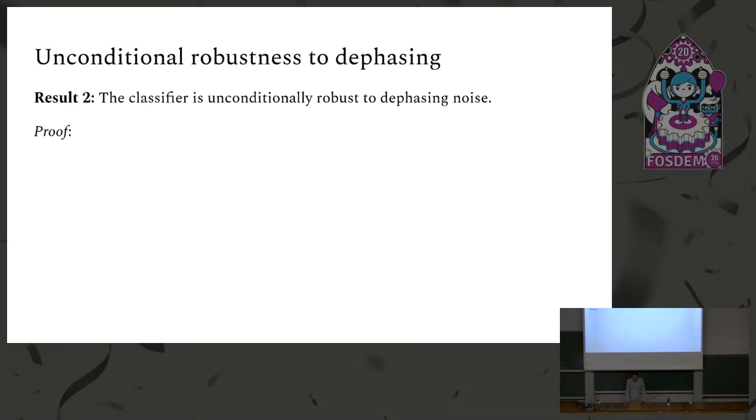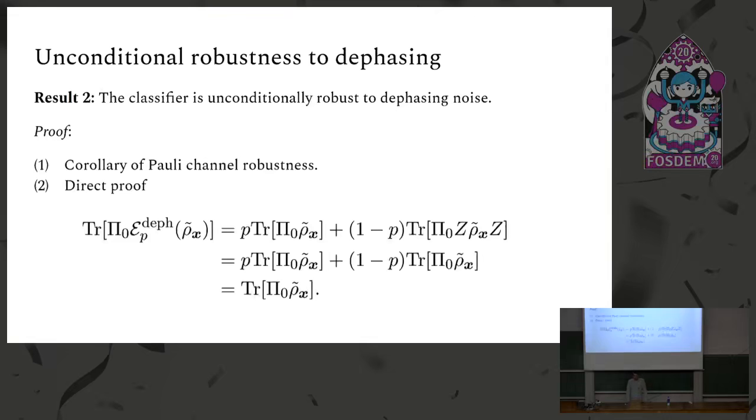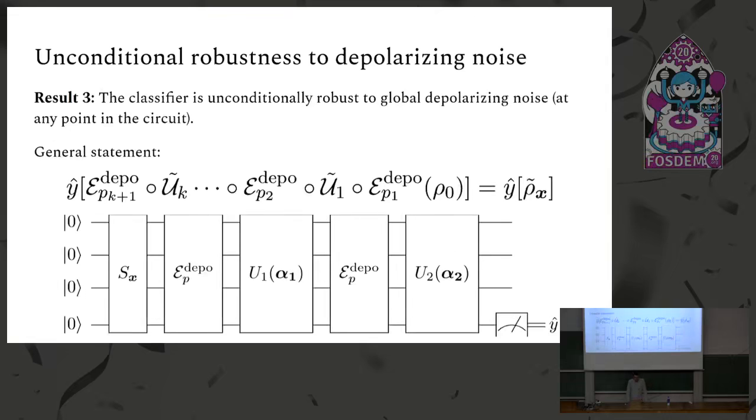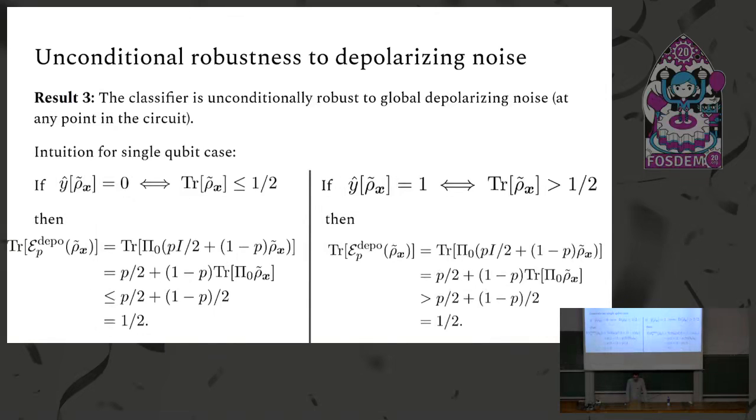We can also show unconditional robustness to dephasing. I won't go through the proof of this, but just to mention it. You can also show unconditional robustness to depolarizing noise. And this is nice because you can have depolarizing noise acting at any point in the circuit. So as far as this quantum classifier is concerned, depolarizing noise is sort of a joke. It doesn't really matter. So that's nice. I'll skip the proof of this.